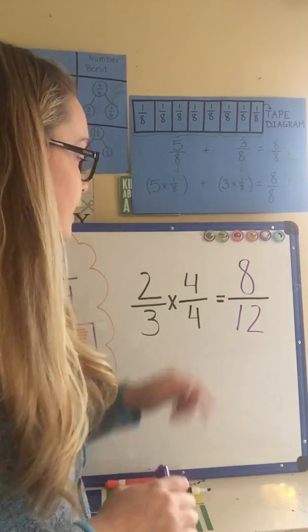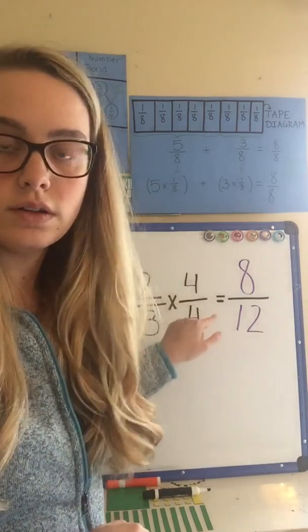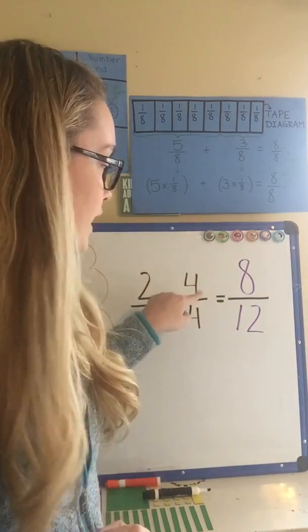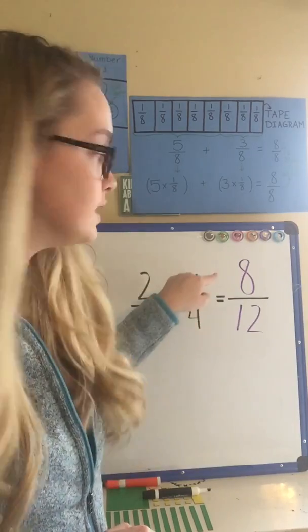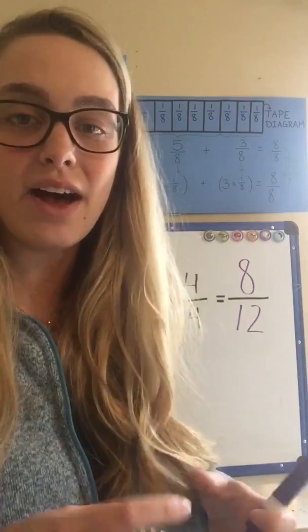We know that these two would be equal because this is a whole, right? So we know that there is no way that 1 whole is equal to 8 twelfths. If I have 8 twelfths, I do not have a whole number.